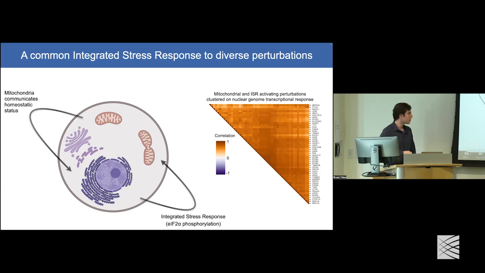And really, this response was almost entirely explained by the integrated stress response, which is caused by eIF2 alpha phosphorylation, and that's sent by kinases that directly monitor the status of the mitochondria. This was surprising because there are non-mitochondrial perturbations that also cause strong ISR activation. And on the nuclear genome, we couldn't even identify which perturbations targeted mitochondrial genes versus which perturbations target other processes that, when disrupted, also activate the ISR.